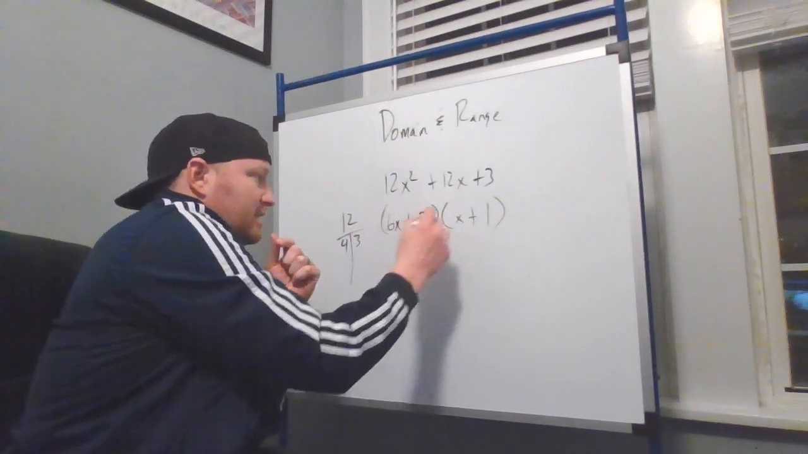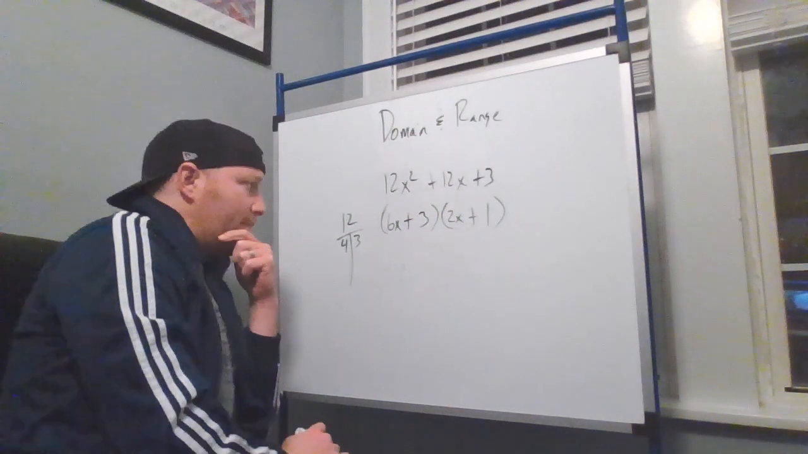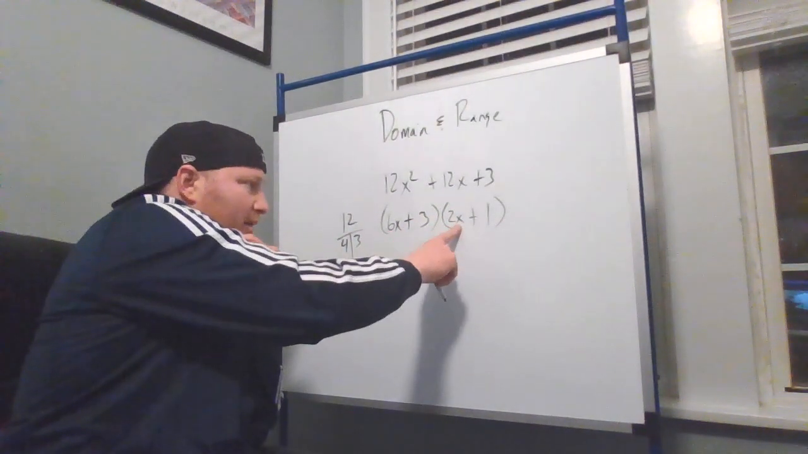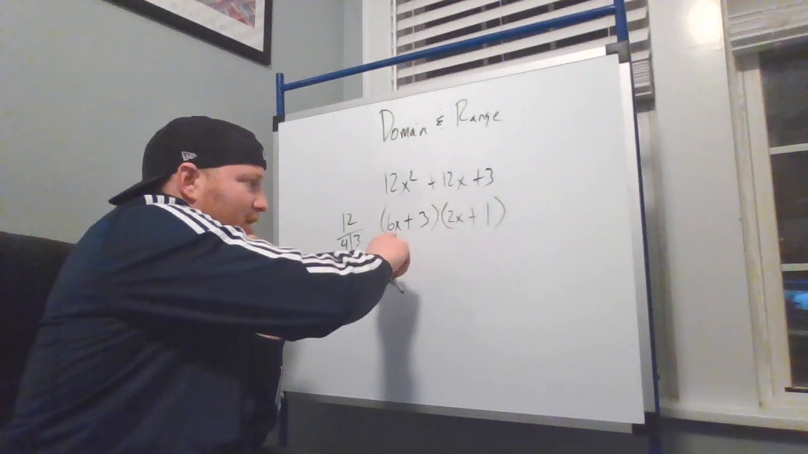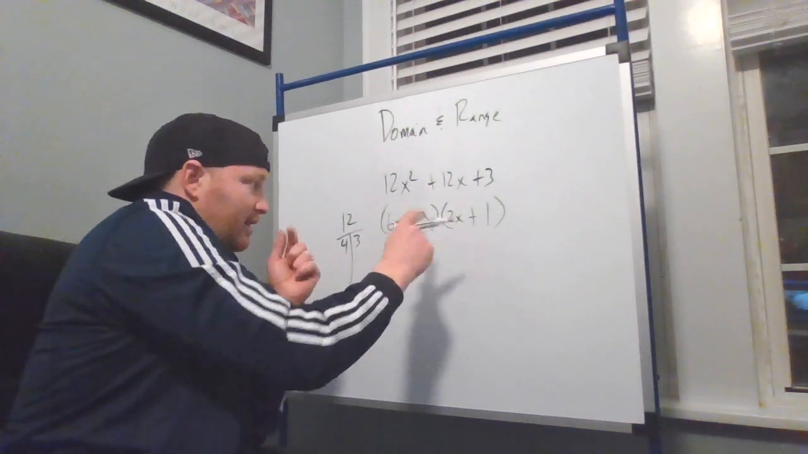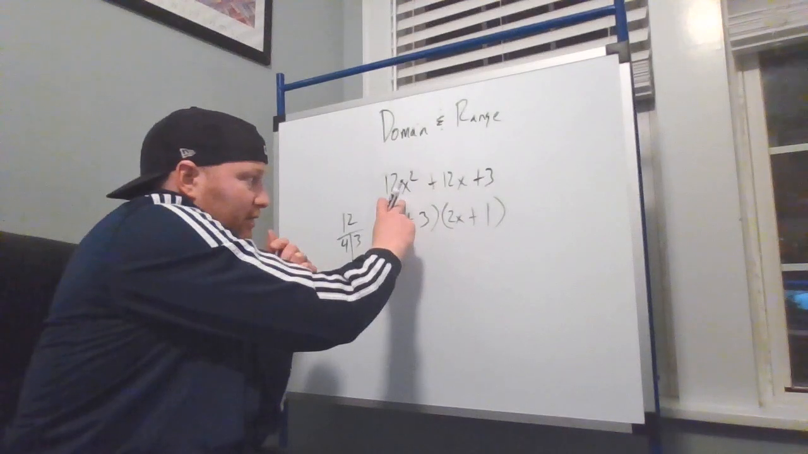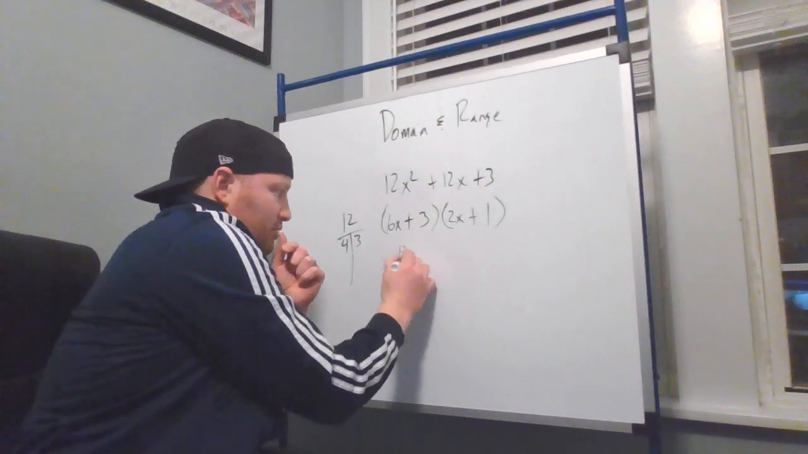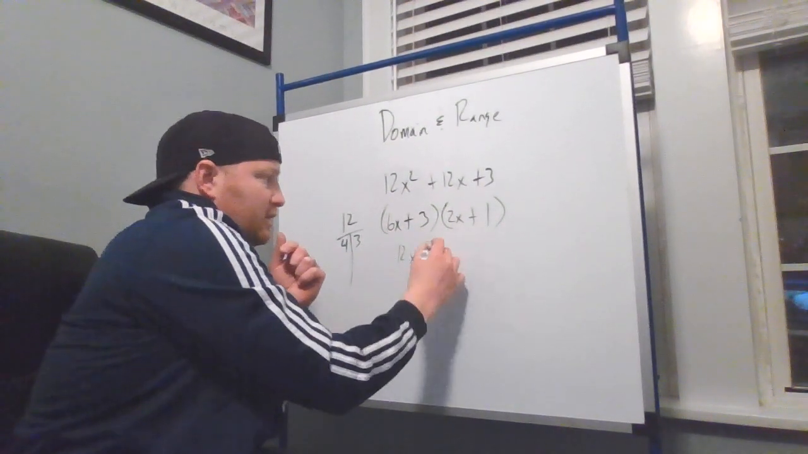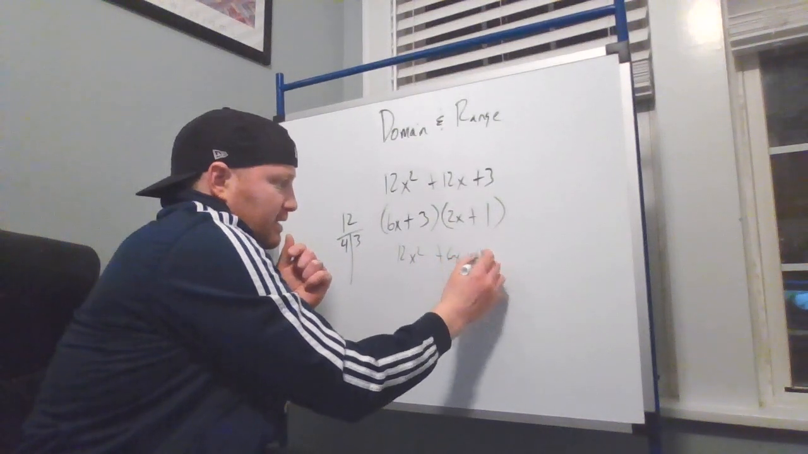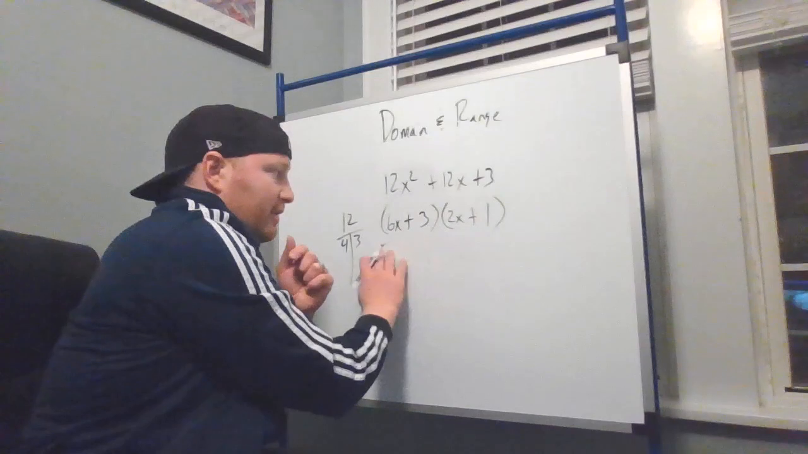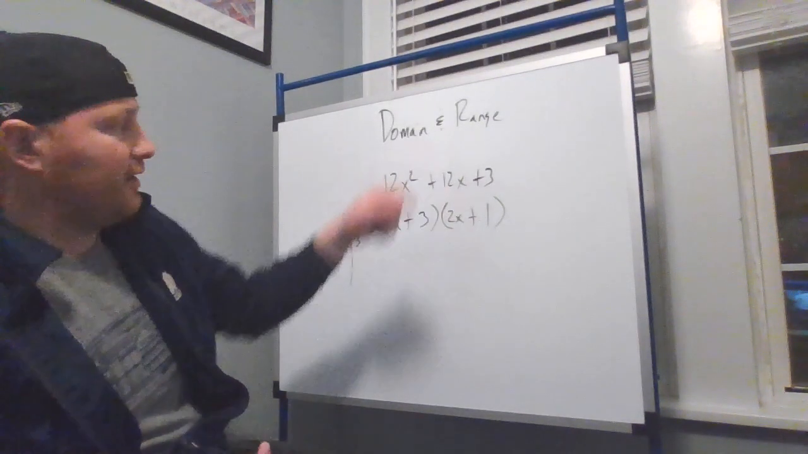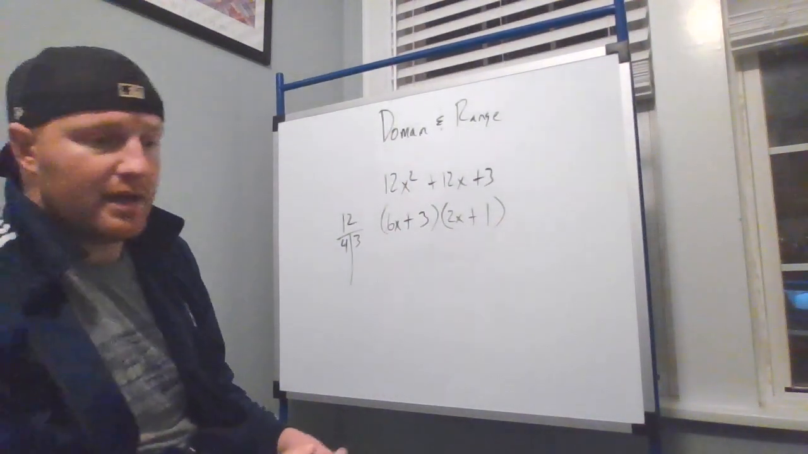I'm going to do 6 and 2, okay? 12x squared takes care of this, all right? 12x squared. This is plus 6x plus 6x. Boom, there we go, I got my 12. So there are my factors. So here are my factors of this.